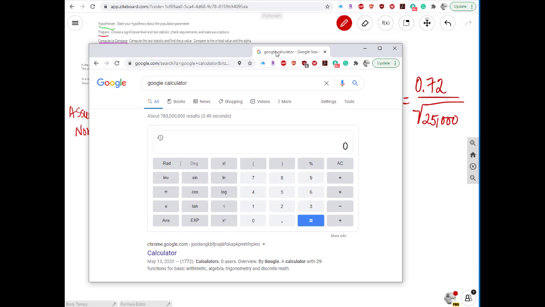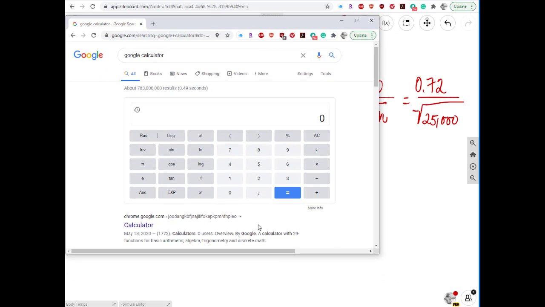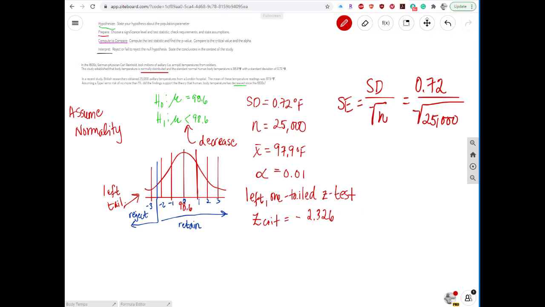Make this little guy a little bit smaller. Okay, here we go. We've got 0.72 divided by the square root of 25,000. Enter. And I get a standard error of 0.00455. So my standard error equals 0.00455. Very small.